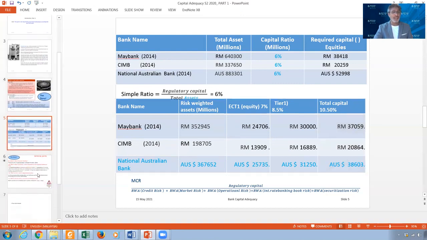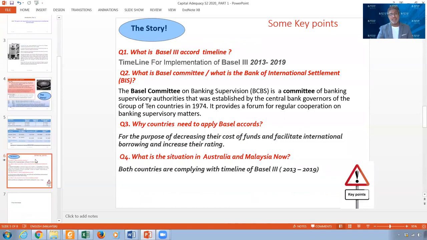Now, this is about it, but just one more. I didn't include this even, just if you have some of the questions in your head. So, what is the Basel Accord timeline? The timeline for implementation of Basel III: it started in 2013, and they gave banks time to apply it until 2019, and most banks have done it, including the Australian and Malaysian banks.